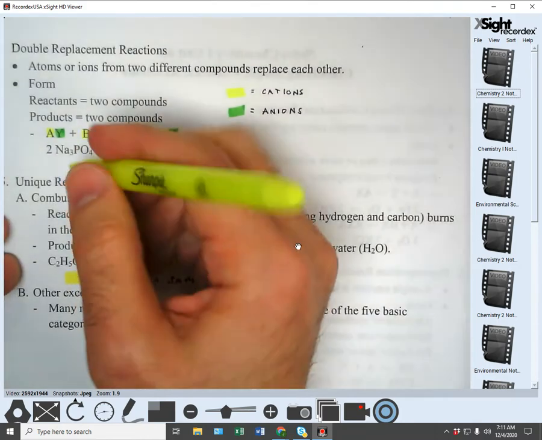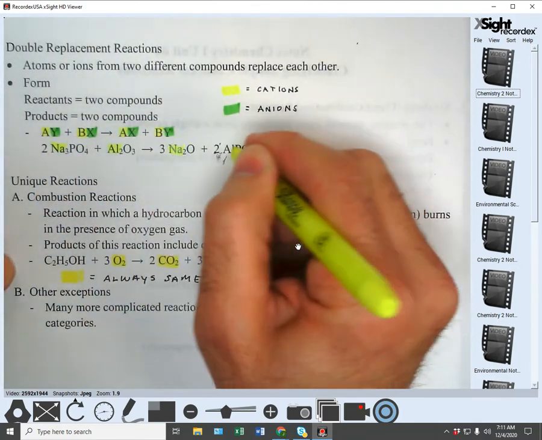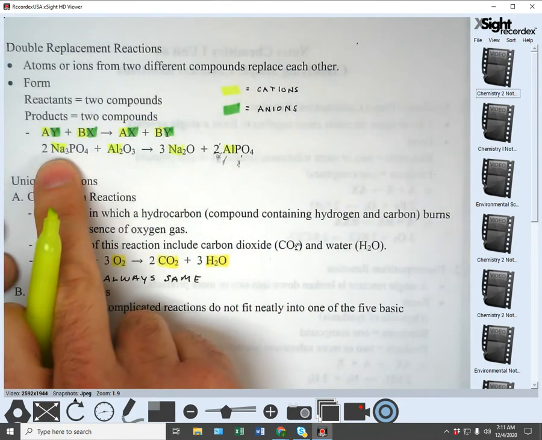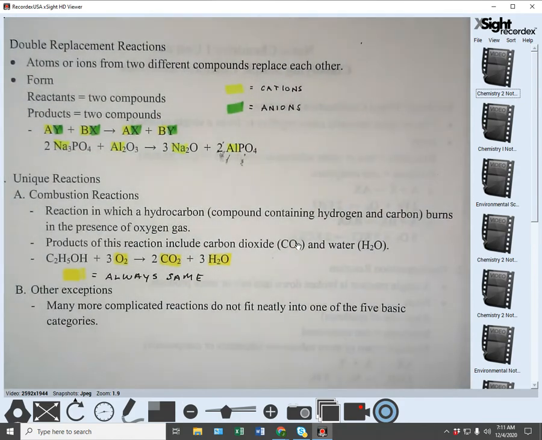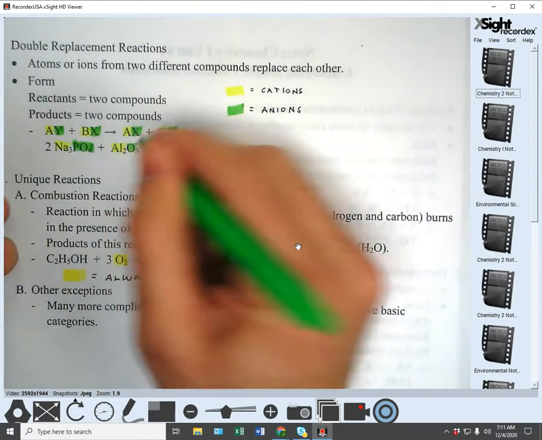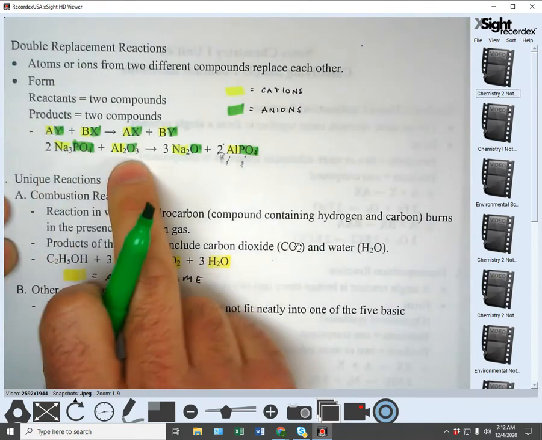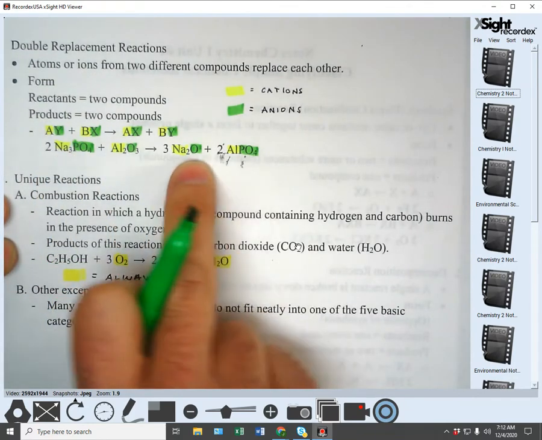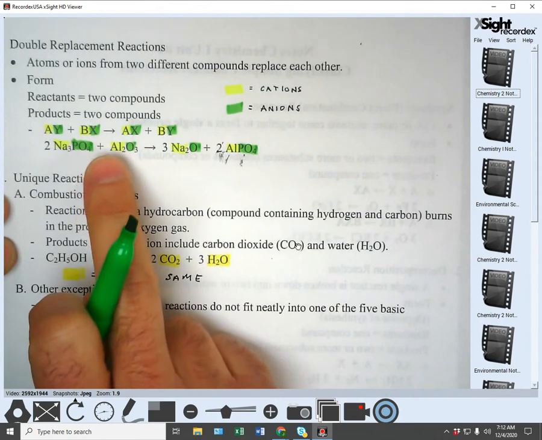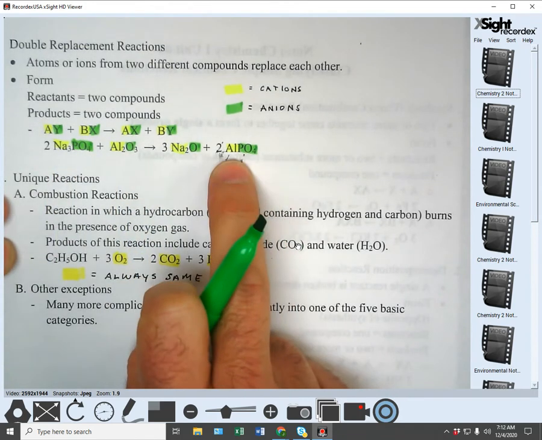Okay, so if you look and see what happened here, the positive from the first compound, the cation from the first compound, goes with the anion from the second one, like this. And the cation from the second compound goes with the anion from the first one, like that.